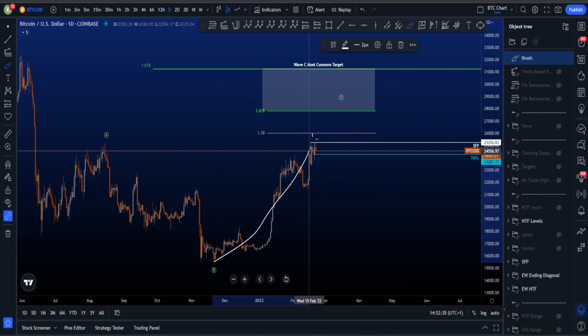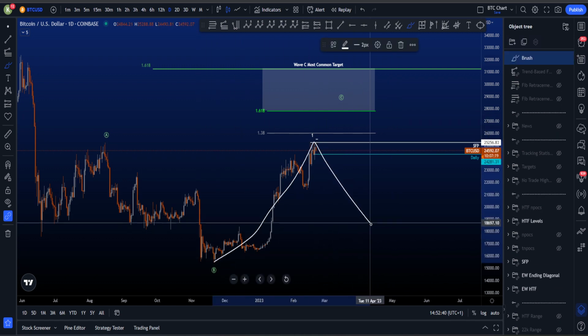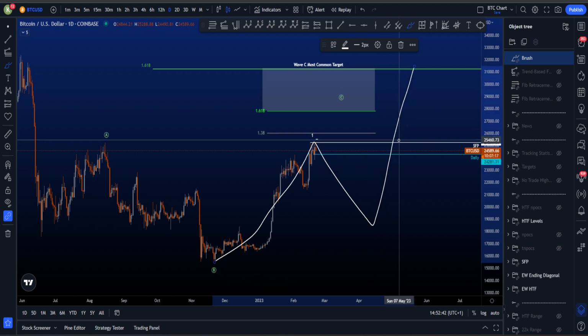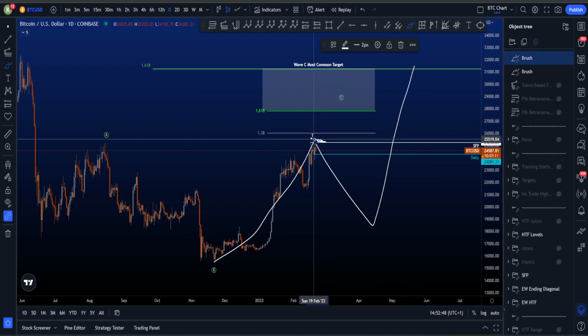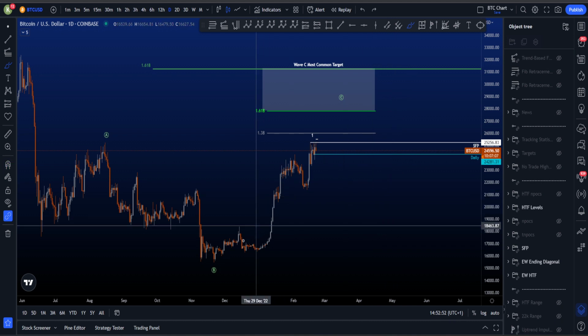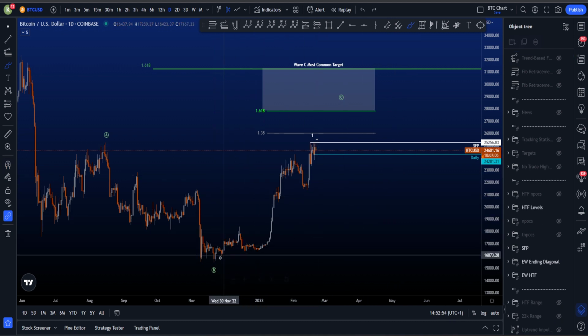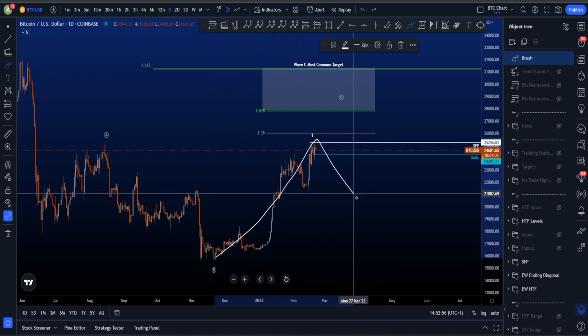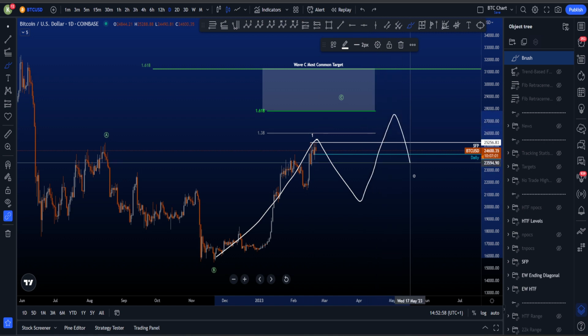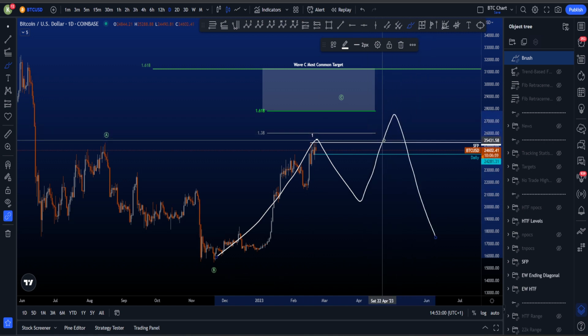Either this move up is a wave 1 followed by a wave 2, and then we got a wave 3. So therefore this wave 3 can potentially be confirmed once we take the high here once again during this move up. However, this move up can also be, let's say in this case, a wave 1, then it can be an A, B, C expanded flat.